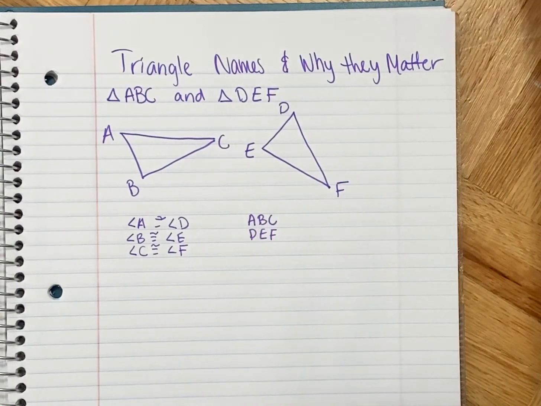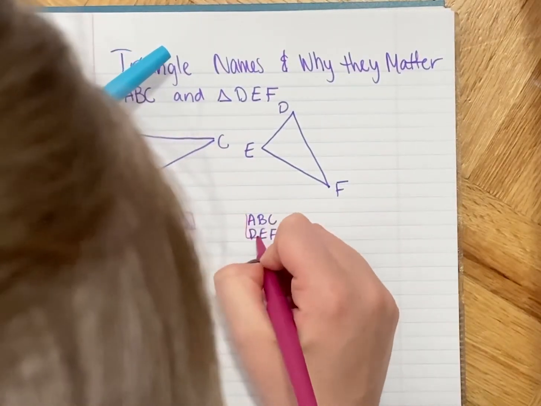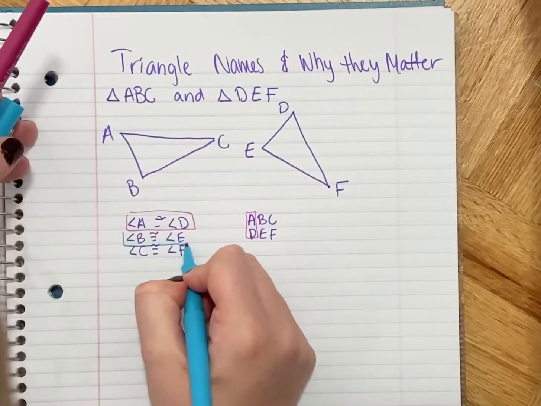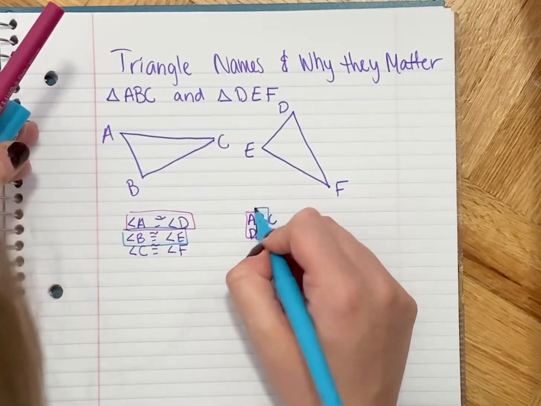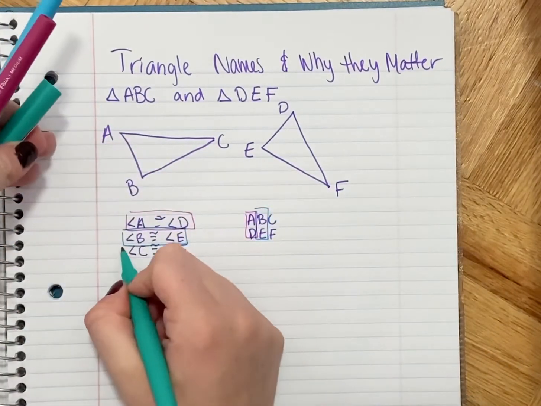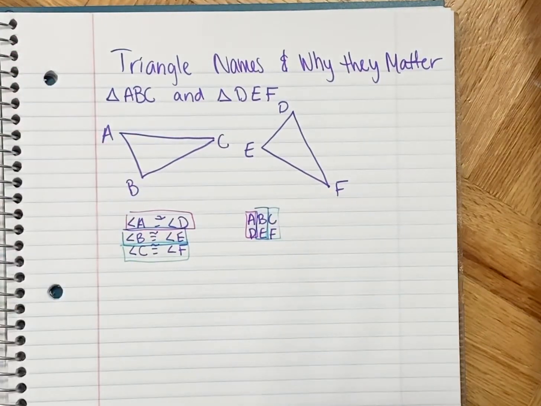If we notice, we have A and D here, A and D here, B and E here, B and E here, and finally C and F, C and F, okay? So those are our angles that are going to be corresponding, okay? So those are our corresponding angles. They're in the same position.